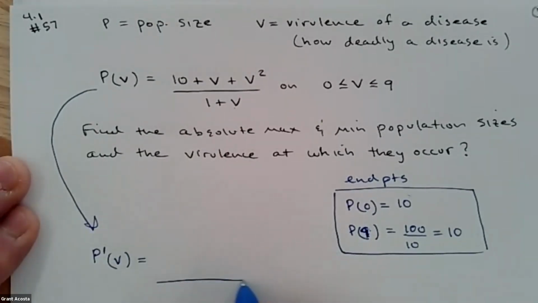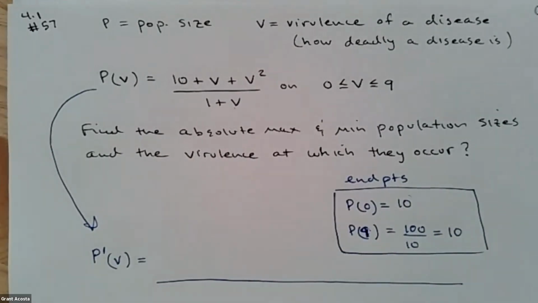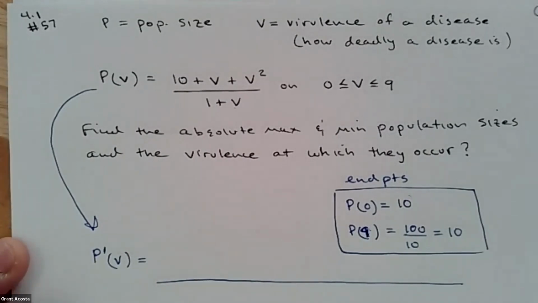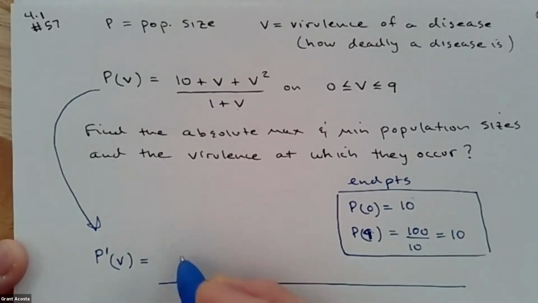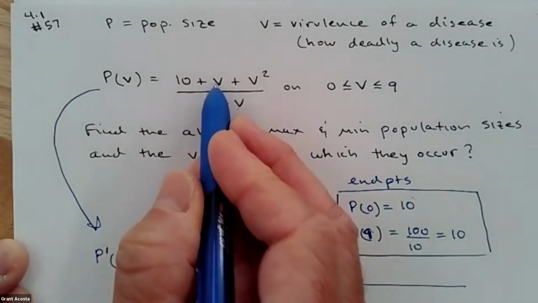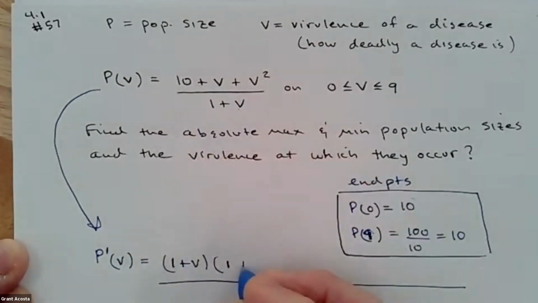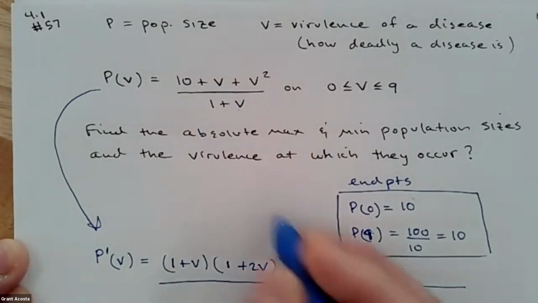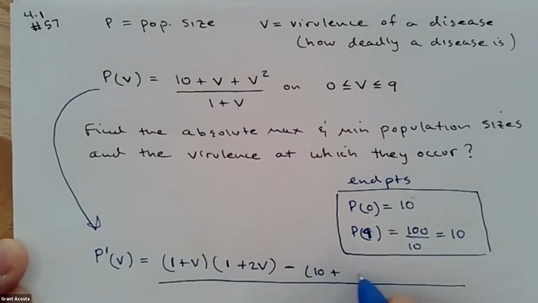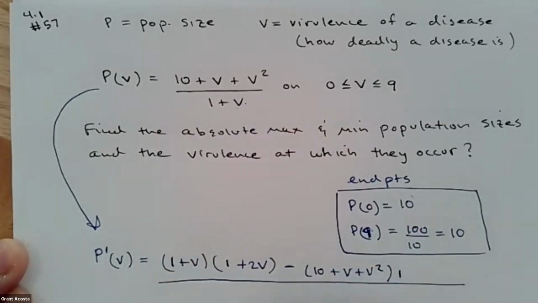I also picked this problem because it gives us a chance to use the quotient rule. Did James teach you the low D high thing, or do you? Okay, yeah. Because if you try to give it to me in F's and G's, I don't. So I got low D high. The derivative of the top would be 1 plus 2V minus the high. And the derivative of the bottom is just 1 over the bottom squared.